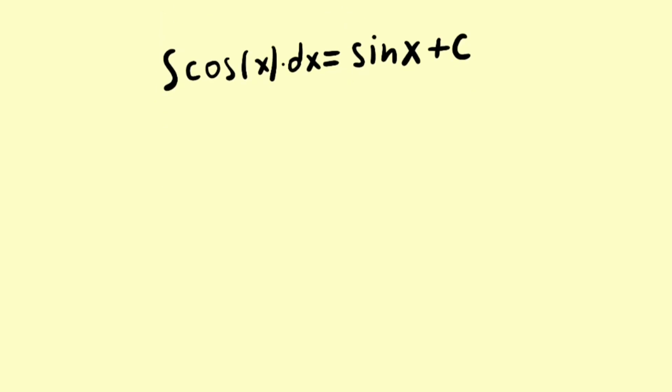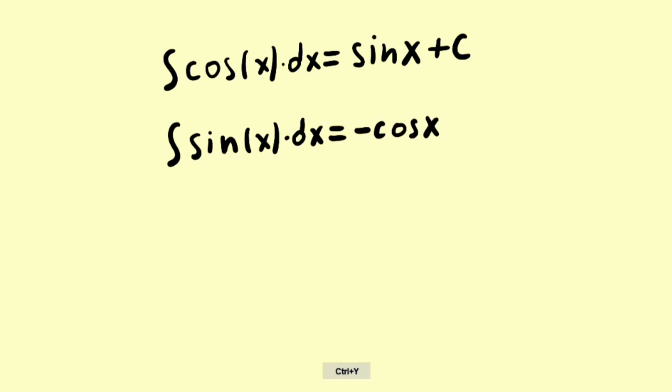Now, what is the antiderivative of sine? The derivative of cosine is negative sine. So, the derivative of negative cosine is positive sine, which means the antiderivative of positive sine is negative cosine.